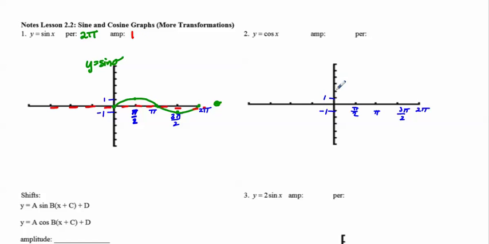In our cosine graph, we still have our theta on the x-axis, and on our y-axis, the y is equal to the cosine of theta. So the cosine of 0 is 1, cosine of pi over 2 is 0, cosine of pi is negative 1, cosine of 3 pi over 2 is 0, and cosine of 2 pi is 1. And again, you want to sketch in a smooth curve.